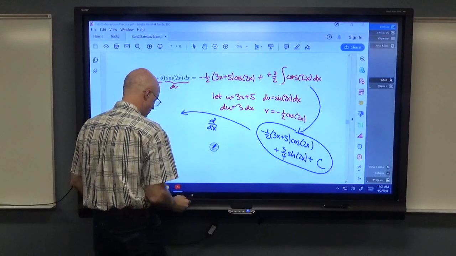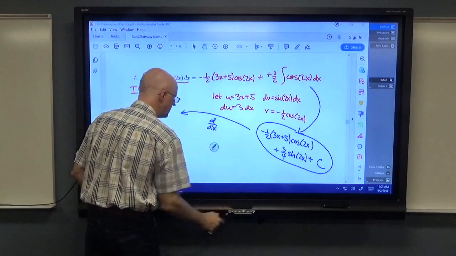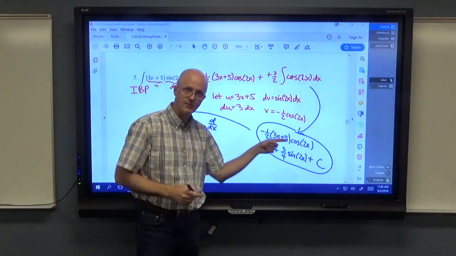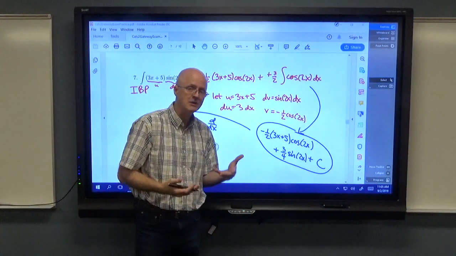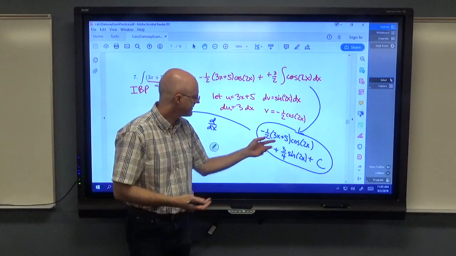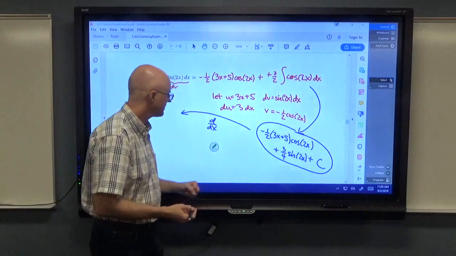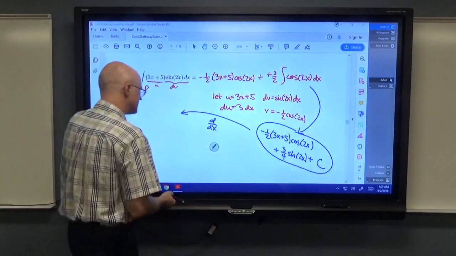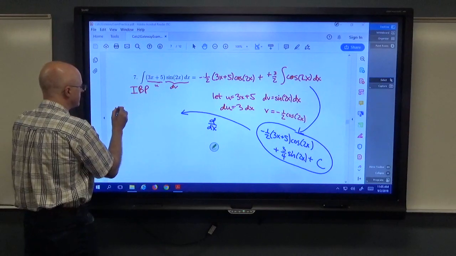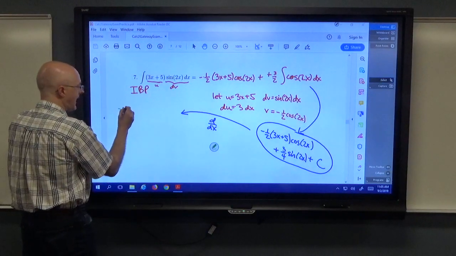Check it. Do that in green. I need the product rule on the derivative of this part. Again, the integration by parts is the reverse of the product rule. So think of this as the first function, negative 1/2 times 3x plus 5, and cosine 2x as the second function. The derivative of the first is going to be negative 3/2.